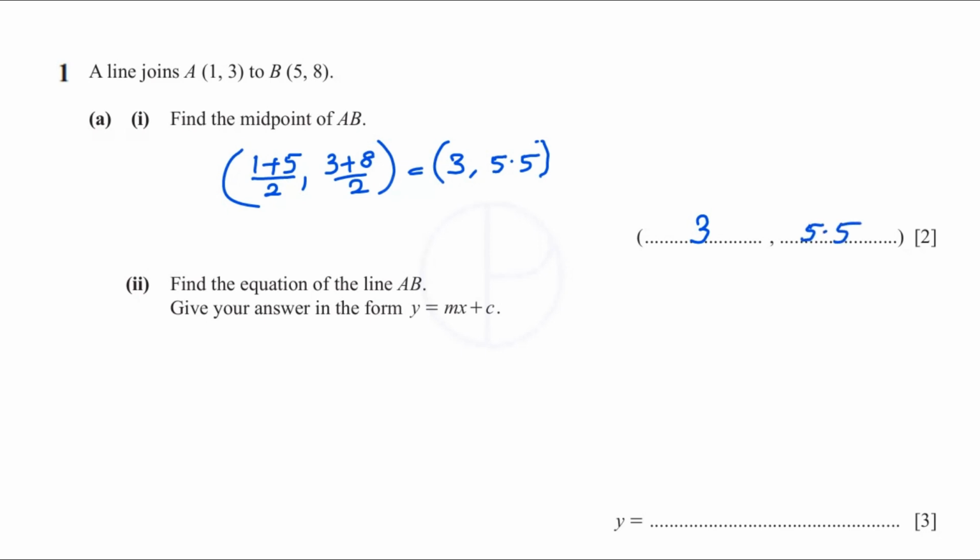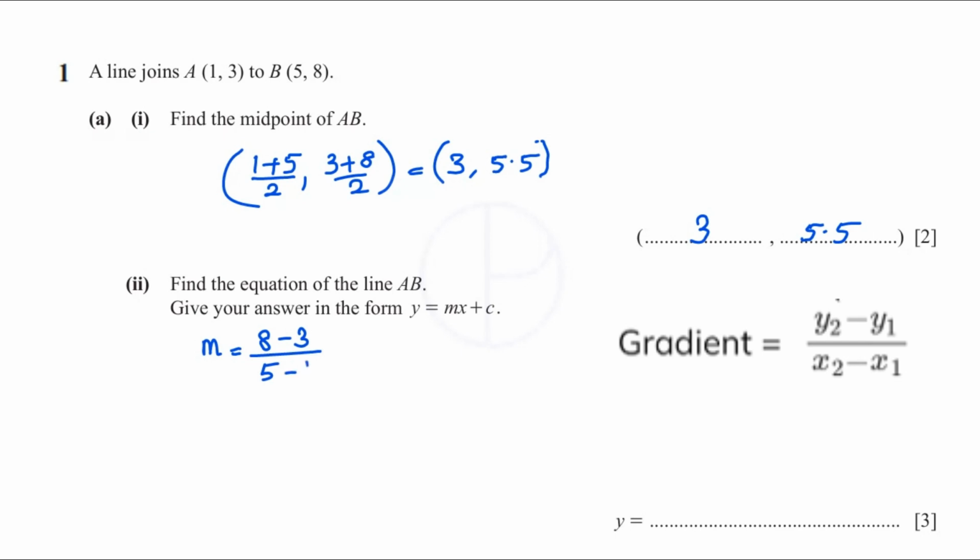Next part of the question is find the equation of the line AB. Give your answer in the form y is equal to mx plus c. So to find the equation of the line, first let's find out the gradient m. 8 minus 3 divided by 5 minus 1, which is 5 divided by 4. This is the gradient of the line.